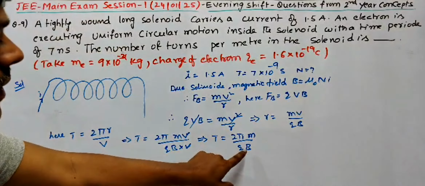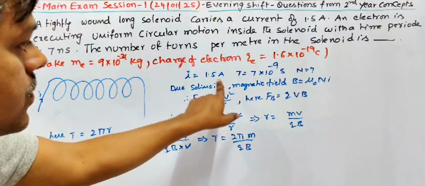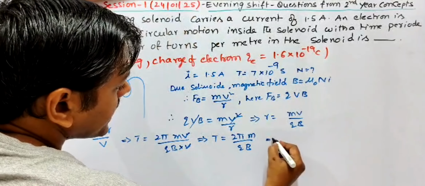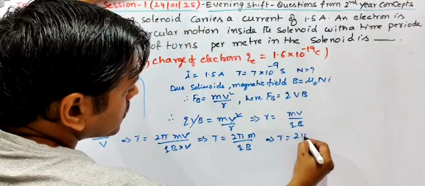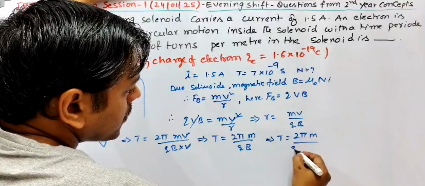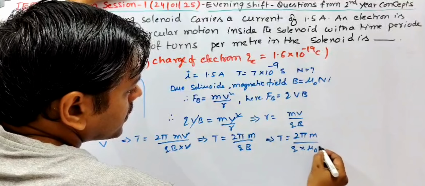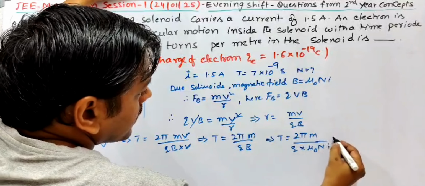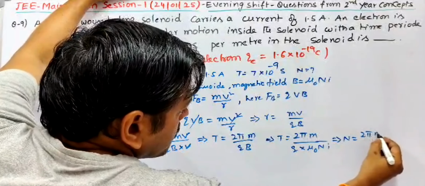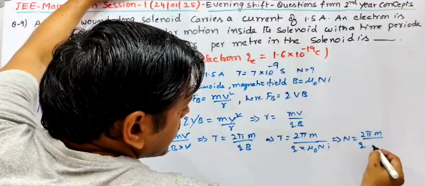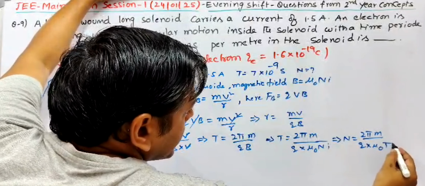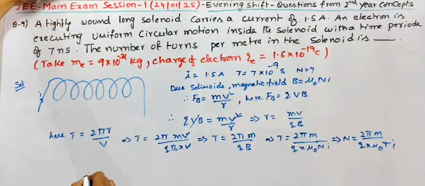Now you should calculate the n value, but B is equal to what? But B is equal to mu naught into n I. That implies T is equal to what? 2 pi m by q into mu naught into n into I. You require n, that implies n is equal to what? 2 pi m by q into mu naught into T into I. Now substitute all the values.